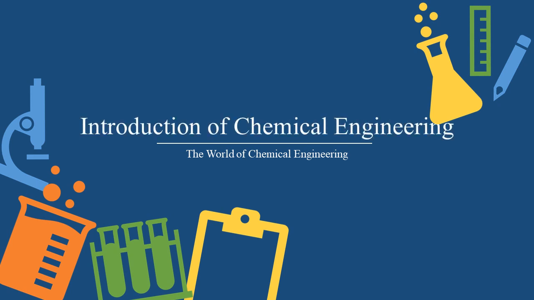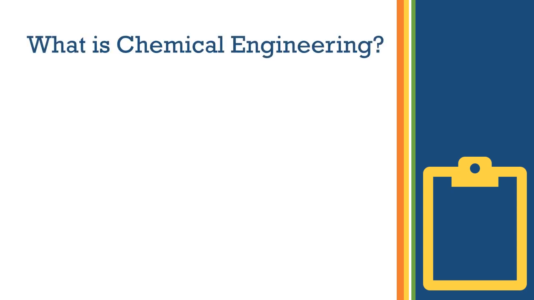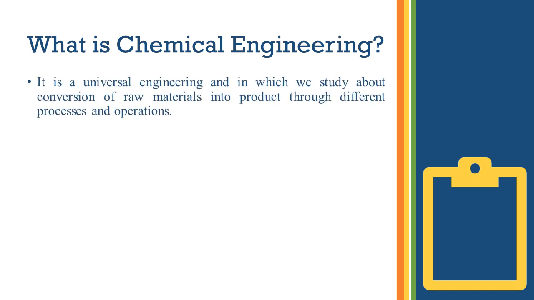Today I will talk about the introduction to chemical engineering. So let's start our video without any interruption. The first question in everyone's mind about chemical engineering is: what is chemical engineering? The answer is that it is a universal engineering in which we study the conversion of raw materials into products through different processes and operations.